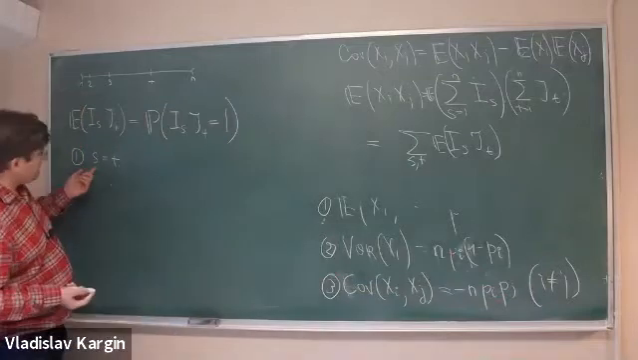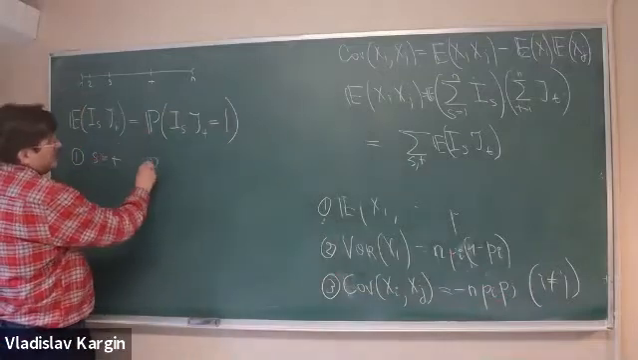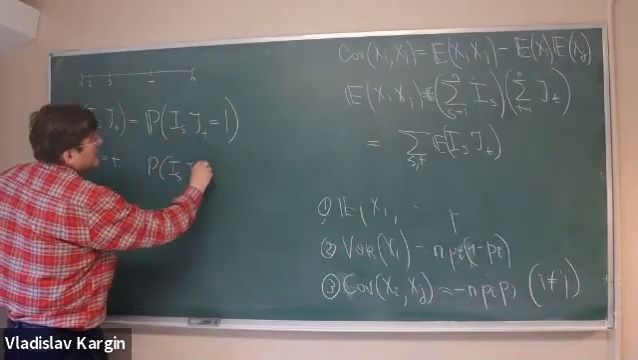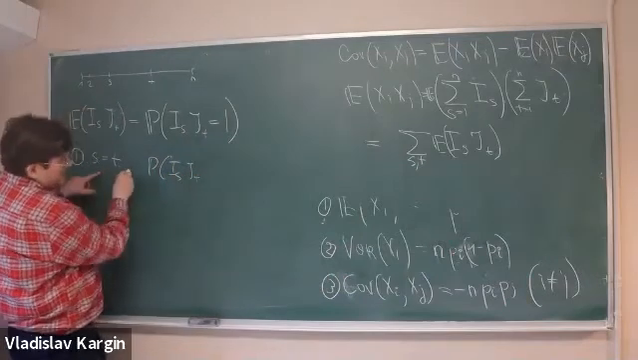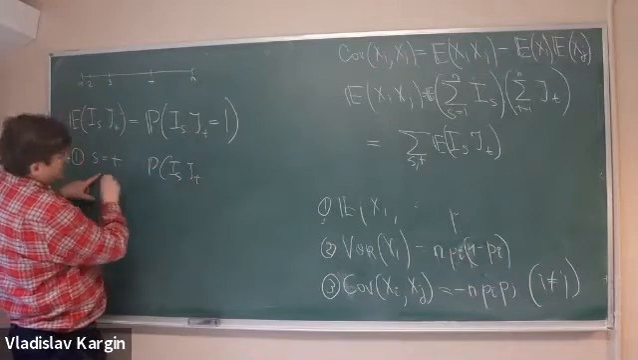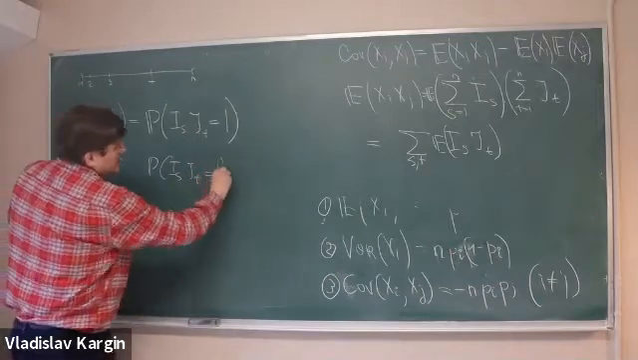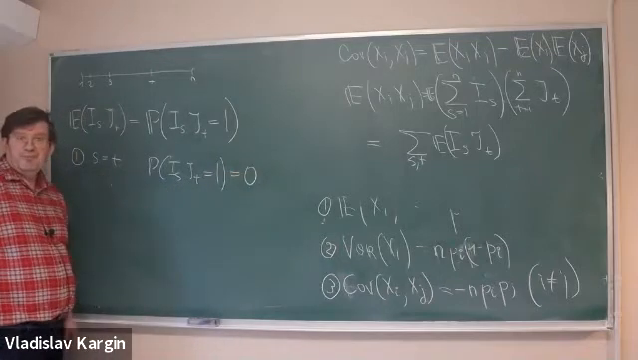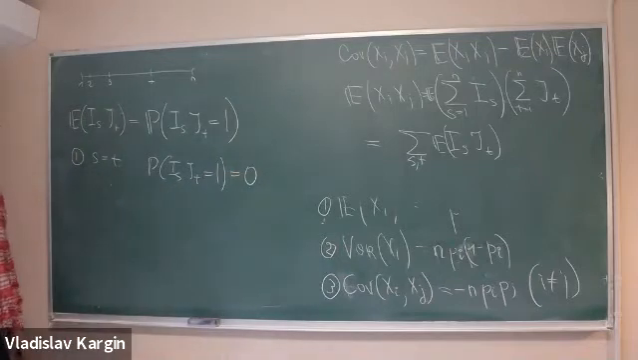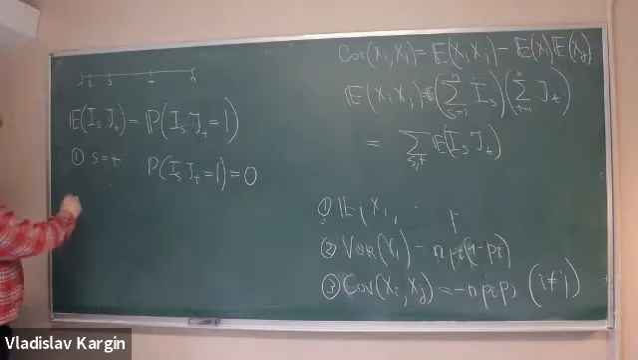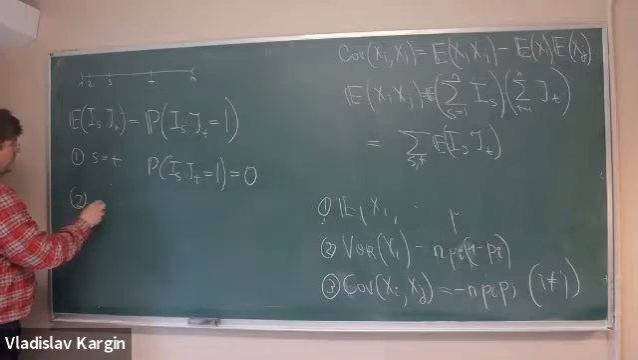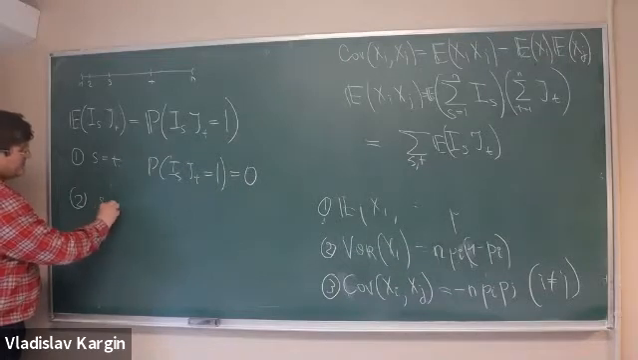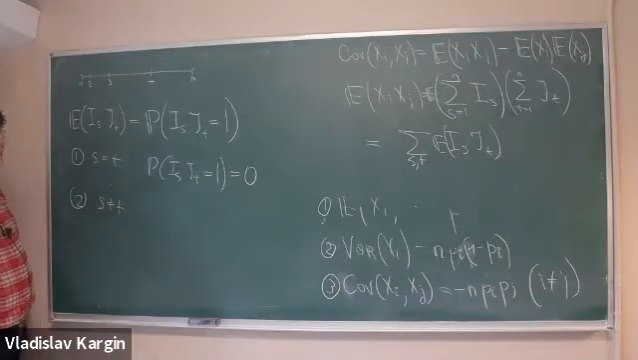So if S is equal to T, then this product I_S J_T is equal to 0. They cannot happen both at the same time. And now the second thing is more interesting. We're asking what's the probability when S is not equal to T. So now it can happen.